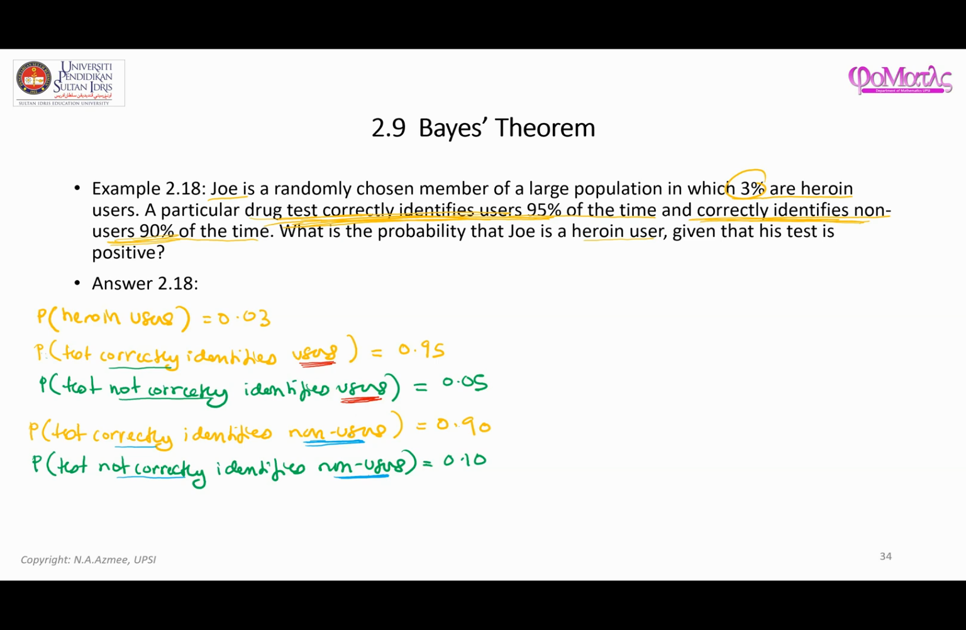So what is the question asking us to do? If I write down the question, it is asking to find the probability Joe is a heroin user given that his test is positive. So this part here is an event that is already known: the probability Joe is a heroin user given that the test is positive.